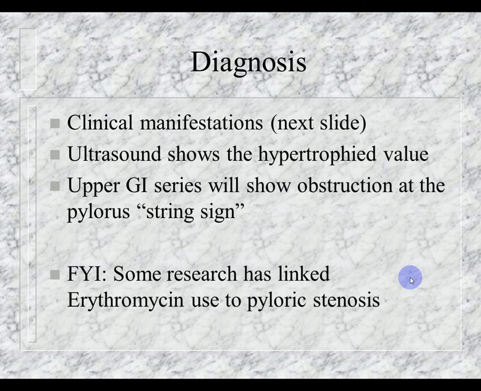In order for them to have pyloric stenosis, a thickened pylorus, and you ought to know this for test purposes, of greater than 4 millimeters in diameter with a length of greater than 18 millimeters for the pyloric channel would be diagnostic for pyloric stenosis.